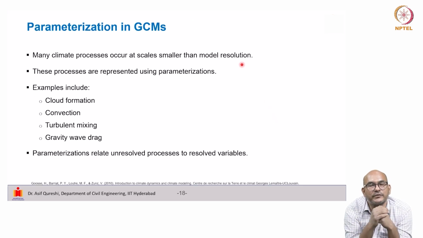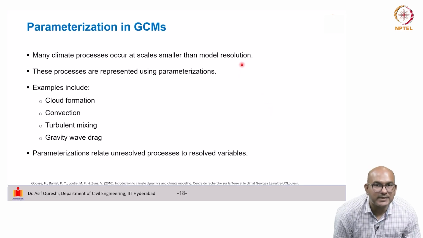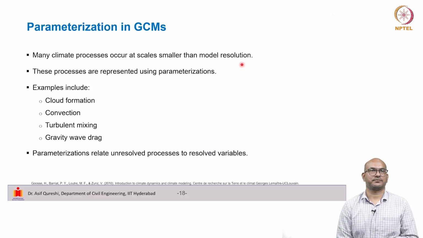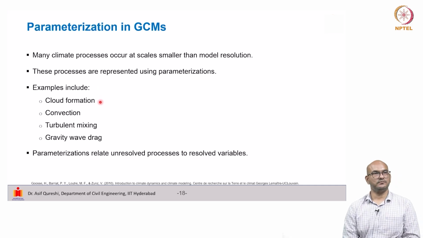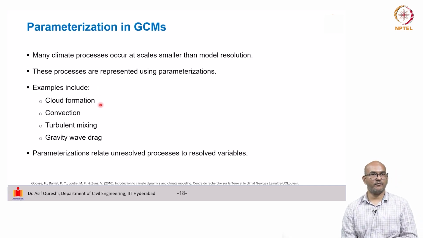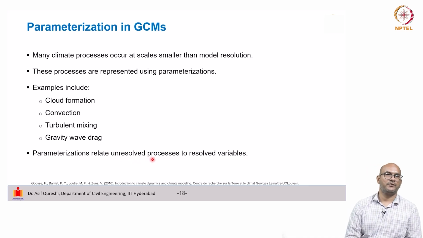Now, of course, we have to remember that many climate processes can occur at smaller scales than the model resolution, and these processes then also have to be represented. Examples, which happen on very small scales, could be cloud formation, convection, turbulent mixing and gravity wave drag. These parameterizations then relate the unresolved processes to the resolved variables.